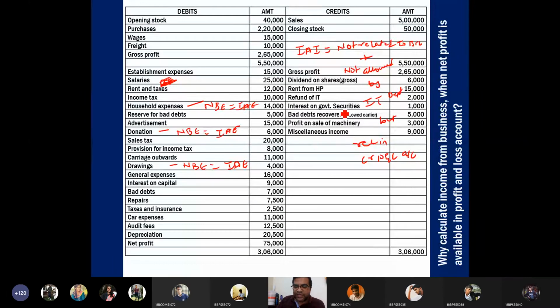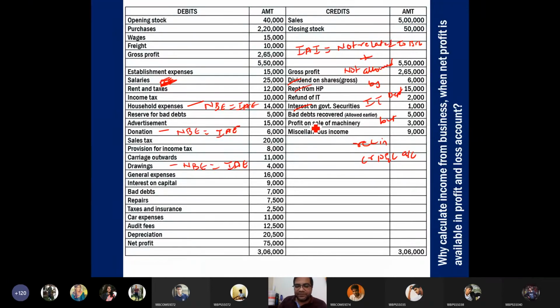So in this list, which are the non-business incomes? We had a discussion on that. Dividend is non-business income, so therefore it is inadmissible. Rent from house property is inadmissible income because it is not related to business. Interest on government securities is inadmissible because it is not related to business.